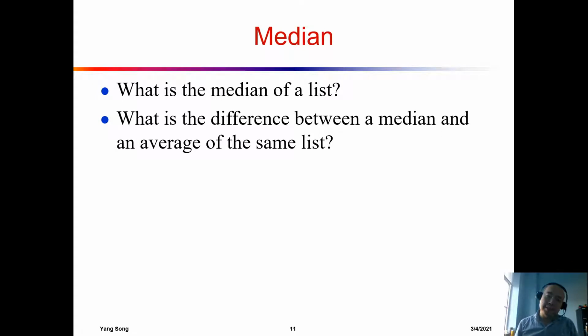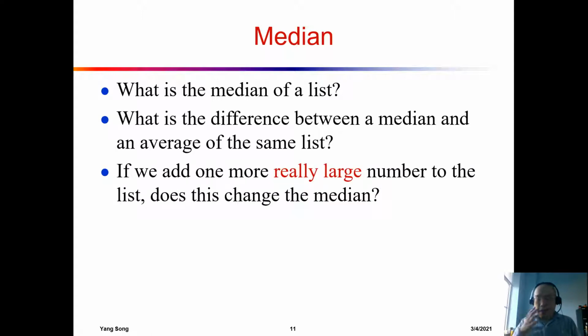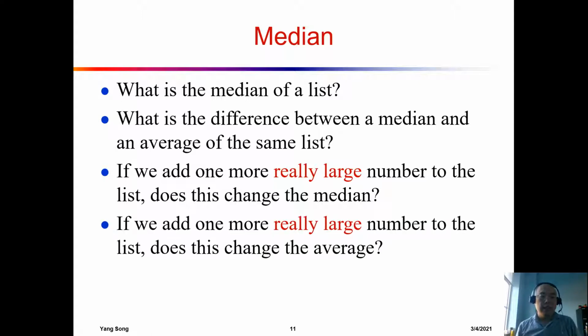So what's your answer? Okay, and then let's move on and answer the next question. If we add one more really large value to the list, does that change the median? What's your answer? The answer should be yes, but probably the median shouldn't change a lot. And if we add one really large value to the list, does that change the average? Probably yes, and it could be a significant change.